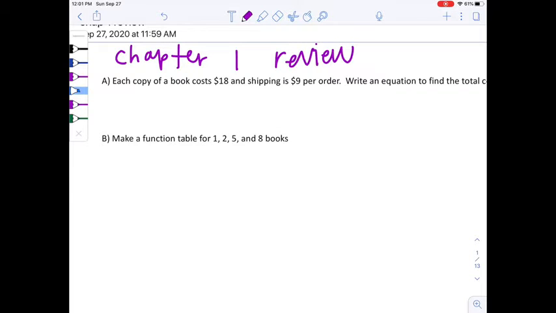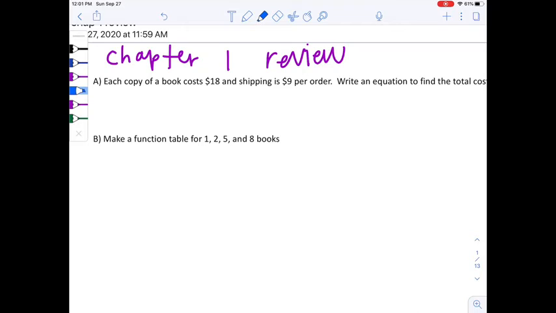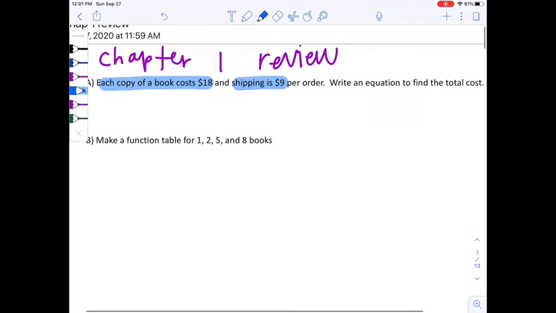This is a review for your Chapter 1 test. So the first problem says each copy of a book costs $18 and shipping is $9 per order. So we know that each copy is $18 and then it's going to cost $9 for shipping. We need to write an equation to find the total cost. So we're not going to have to pay shipping per book. That's just per order. So we know that that's just going to be a one-time fee per order.